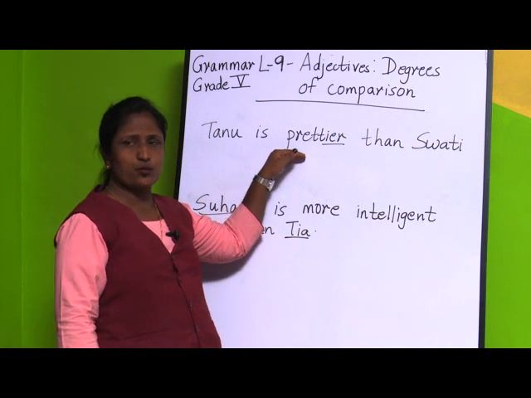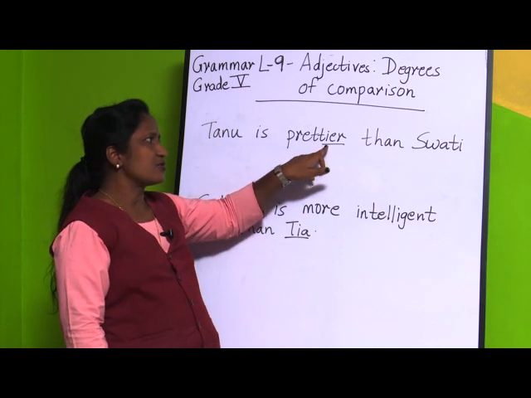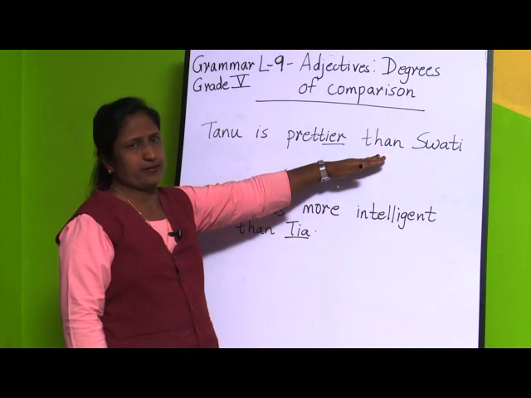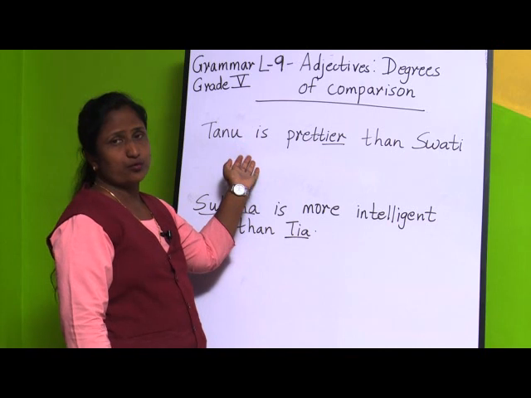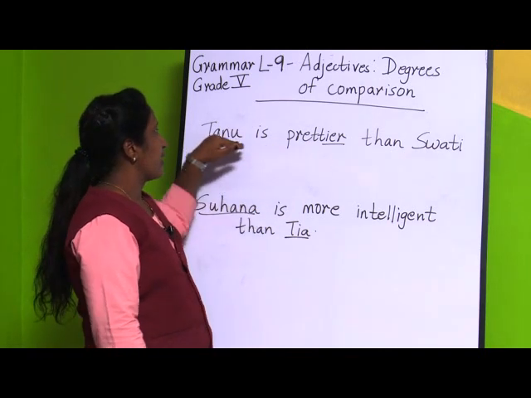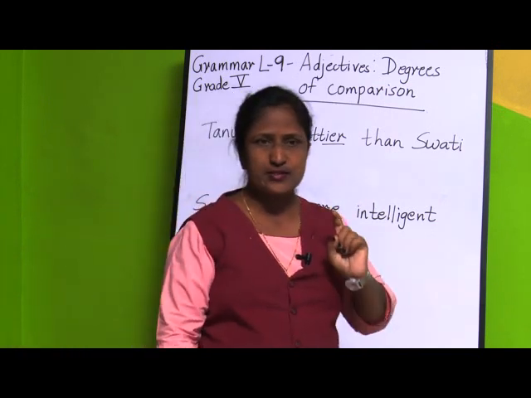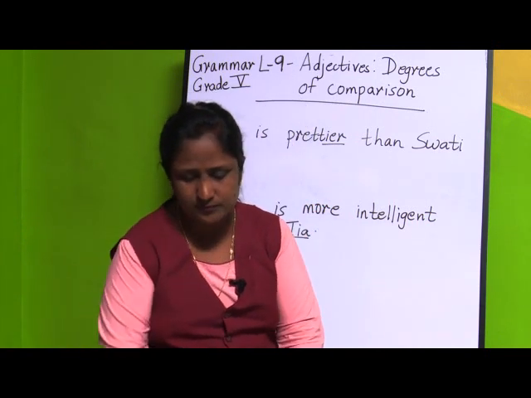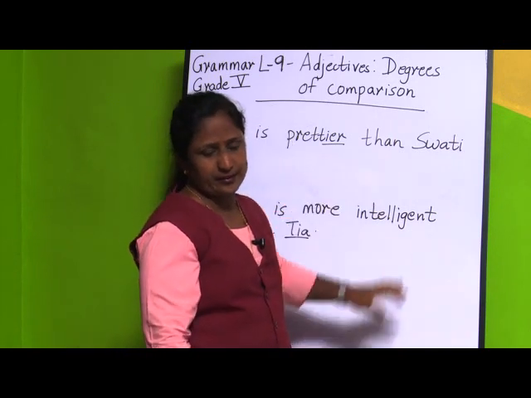Prettier. If you see the word pretty, the word is ending with y, consonant plus y. So, we are going to add I-E-R as we are talking about comparative degree and the word than. So, this will be about comparative degree, how we are going to change the degree. You are going to change the sentence. Tanu is prettier than Swati. So, in case of positive degree, you are going to use as, dash as, and in case of comparative degree, you are going to use the word than.